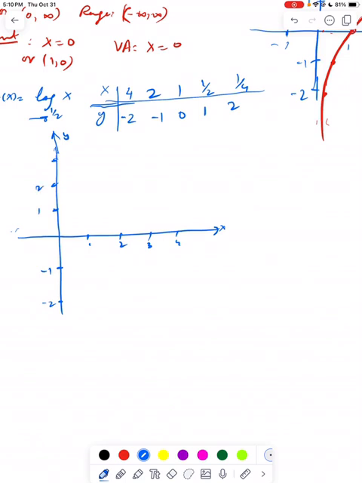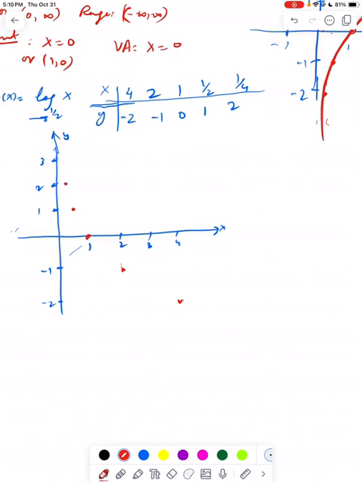Okay, so now plotting the points. At 4, the value is negative 2. At 2, the value is negative 1. At 1, the value is 0. At 1/2, the value is 1. And at 1/4, the value is 2.